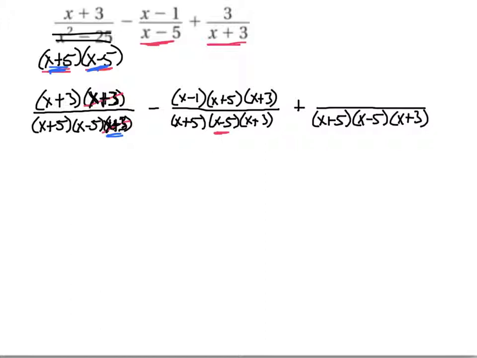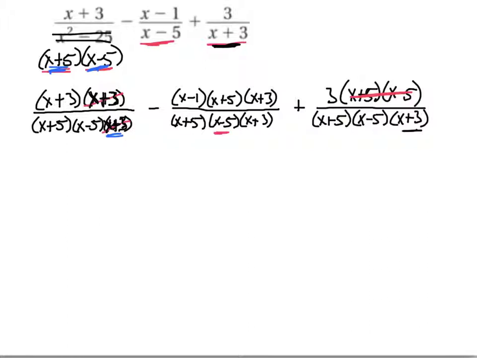And looking at the last fraction, we already have the x plus 3, so we need to multiply by the x plus 5 and the x minus 5 on top. So we have 3 times x plus 5 times x minus 5. And again, as I said, if you cancel these guys out, top and bottom, then you're going to be left with what you started with, 3 over x plus 3.